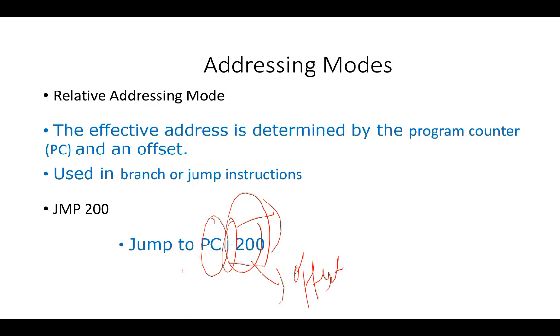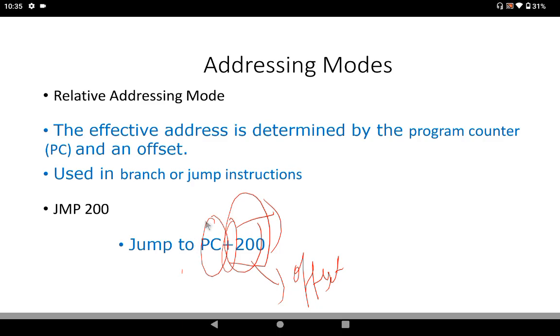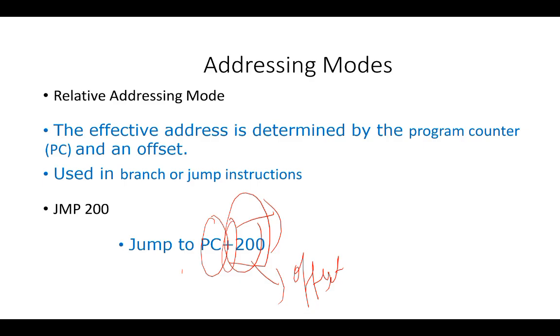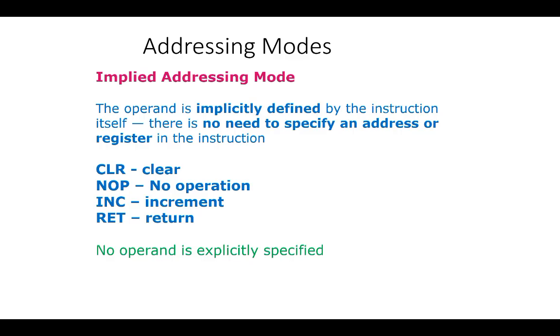This is used as a branch, or it helps in doing jumping operations. With respect to jump 200, we use the instruction jump to PC plus 200. So automatically the program counter is incremented by plus 200 and does the jumping process. This is the relative addressing mode.